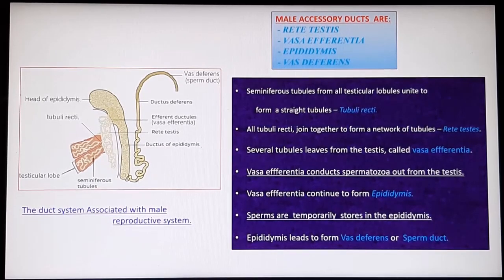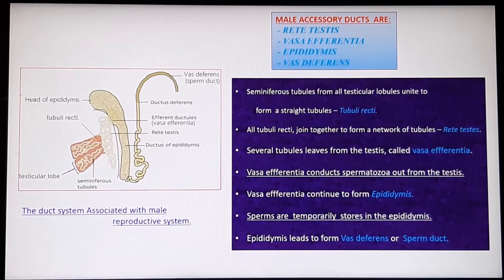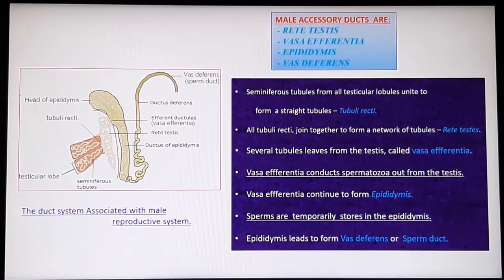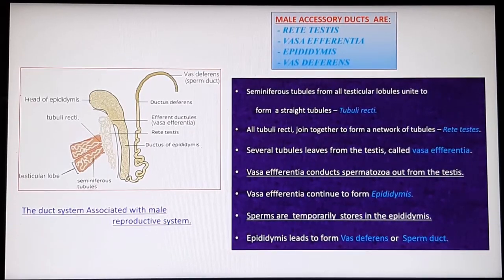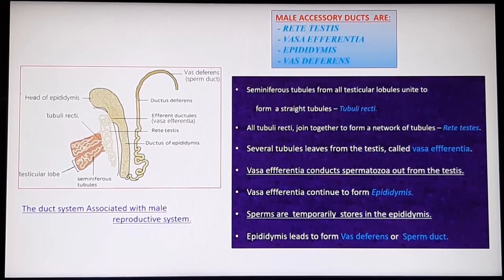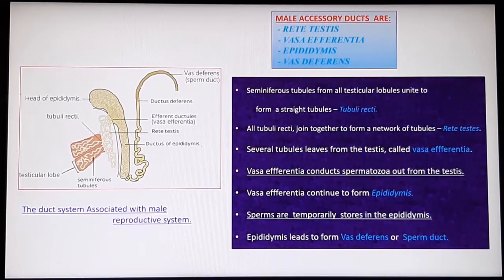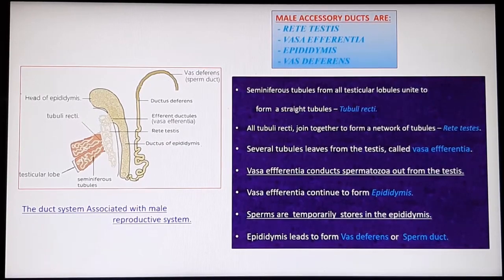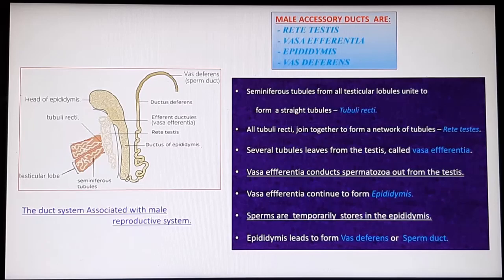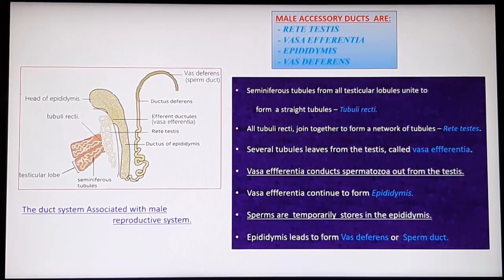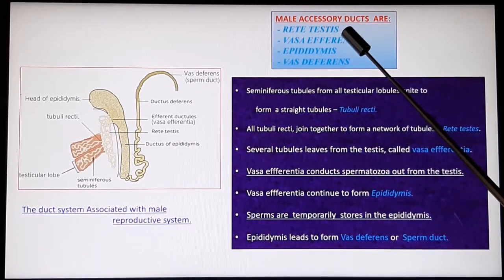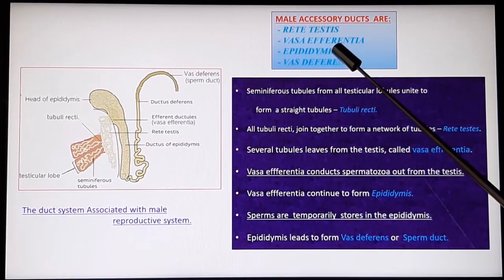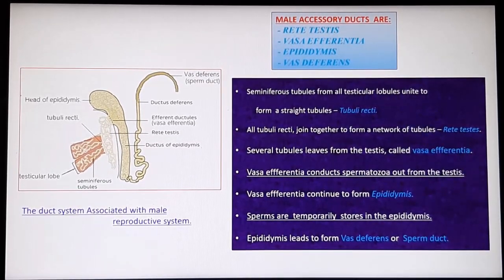Initially, I told that the male reproductive system consists of primary sex organs, the duct system, glands, and external genitalia, out of which the primary sex organ testis we have somewhat discussed. Next we have to discuss the accessory duct system, which includes rete testis, vasa efferentia, epididymis, and vas deferens.